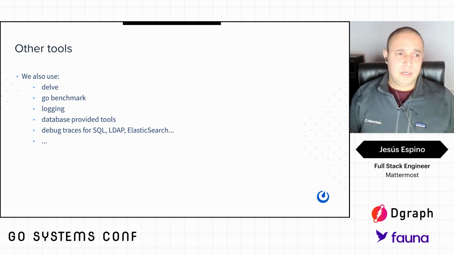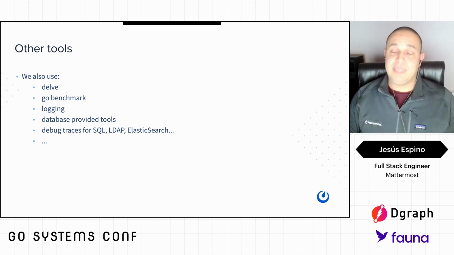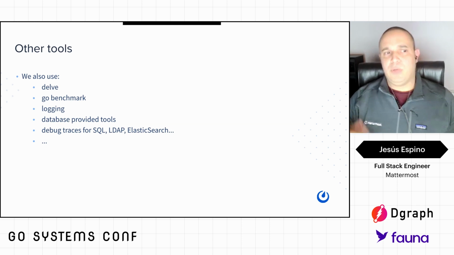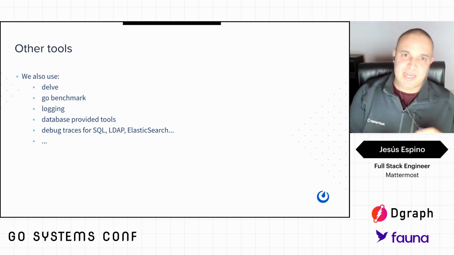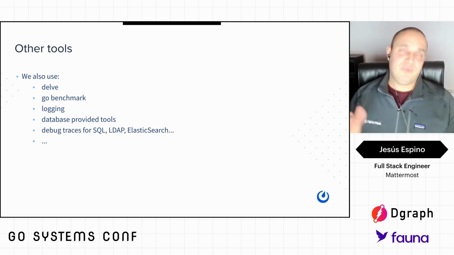Logging, we use logging a lot. So this is a great tool not only for performance, but it can help in performance investigation too. All the database provided tools, the usual suspects like the query plan analyzer, the log, the slow queries, all that stuff. Also, we have tracing for SQL, for LDAP, for Elasticsearch, so we can see what is exactly going on with the database or with our Elasticsearch, what information is sent, and all that stuff to know exactly what is going on. Well, everybody in the company has their own tricks and their own tools that they use, and maybe others not. But I think most of the most interesting tools are here.